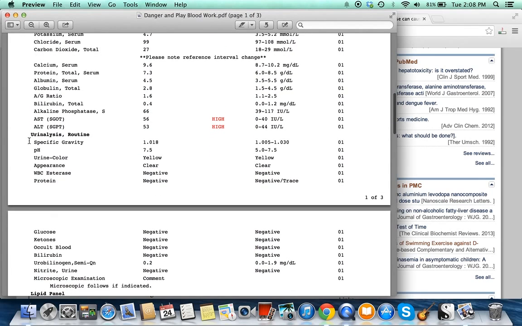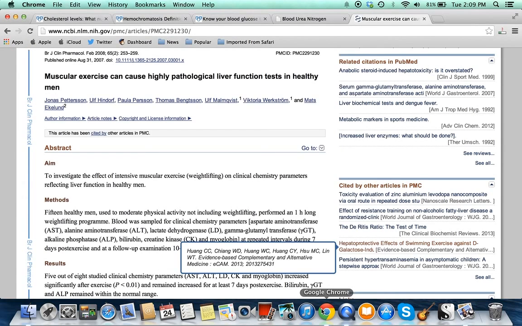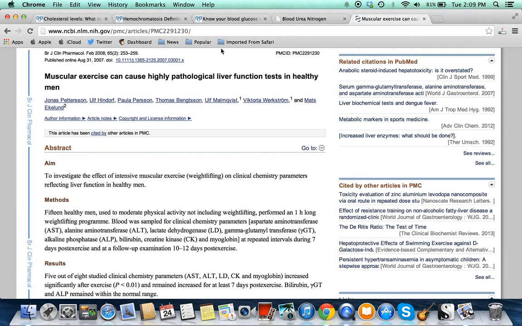We're going to scroll down a little bit. Oh my gosh, it's high. AST and ALT are high. Holy cow. Mike is unhealthy. It must be steroids are killing him. No. That's where a little bit of knowledge goes awry. My numbers are high for a scientific reason. Let's click on some science.